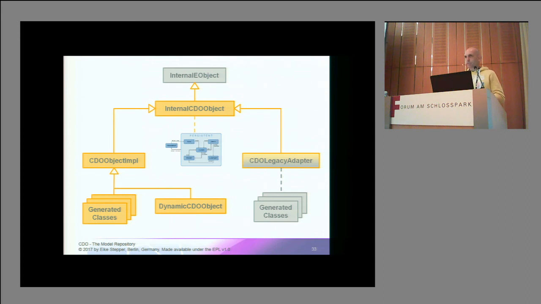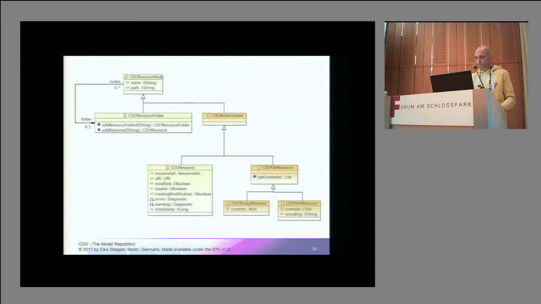You can also work with dynamic objects, so you don't have to use generated models at all. You can just import an eCore file into the repository and create instances. And this is a built-in example of a CDO native model: the internal file system structure in a CDO repository. It's just modeled with eCore, generated for CDO, slightly modified, and then used as the internal file system, which you have seen in the demo.